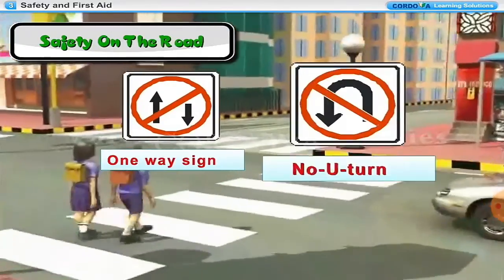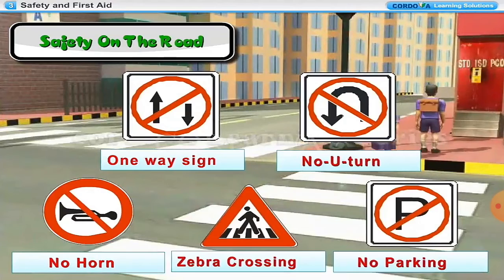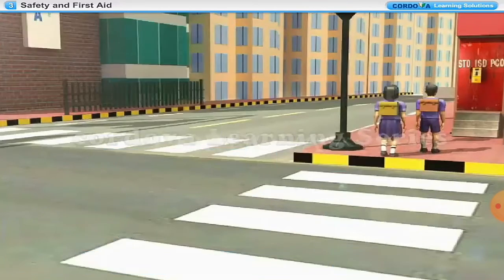In previous class, we have learned all about traffic lights, footpath and zebra crossing, etc. We see many signs on the road. These signs are called road signs or traffic signs. We all should learn and follow these signs.